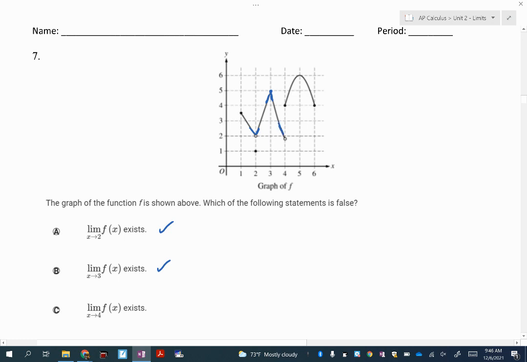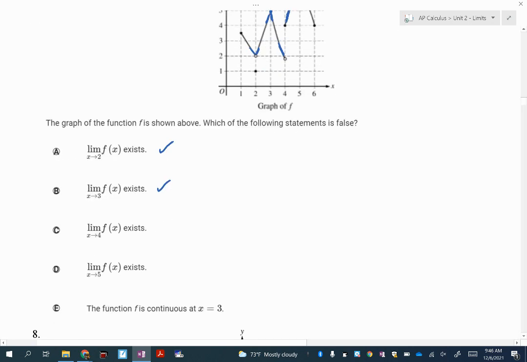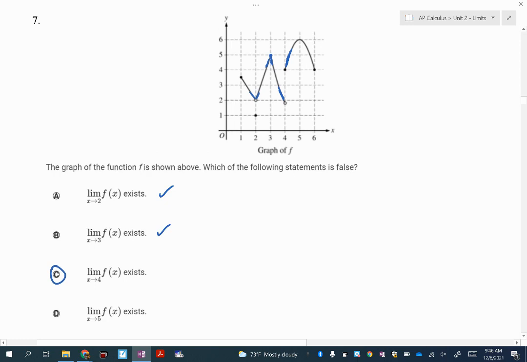The limit as x approaches 4 exists. Well, when I approach 4 from the left, I approach this y value of 2. When I approach it from the right, I approach a y value of 4. This limit does not exist because as you approach it from the left and from the right, they don't link up. They don't hit the same value. So the limit as x approaches 4 does not exist. So 7 is going to be C.